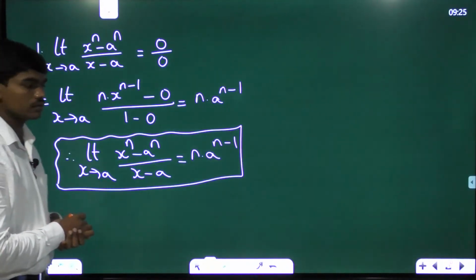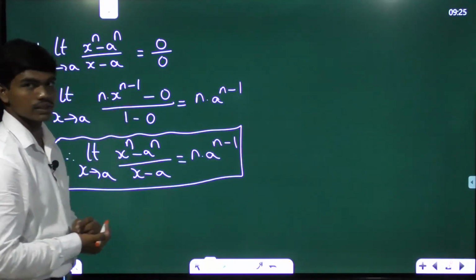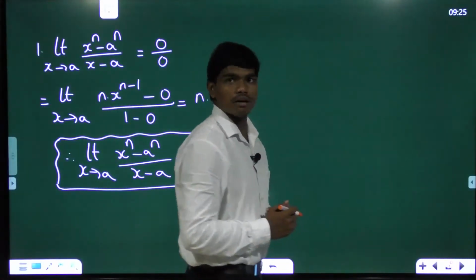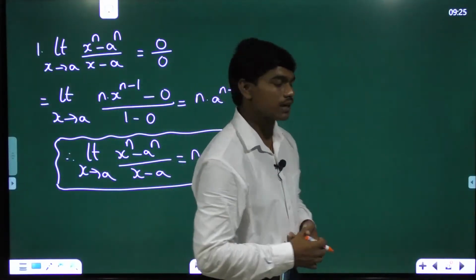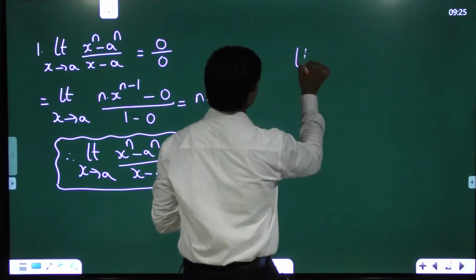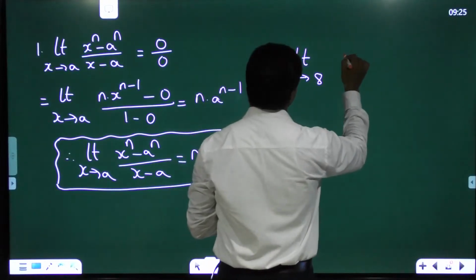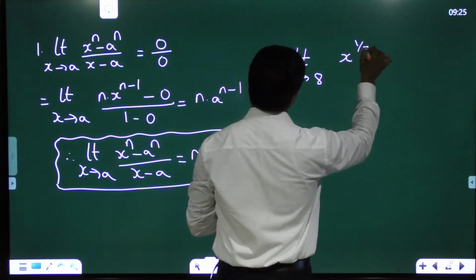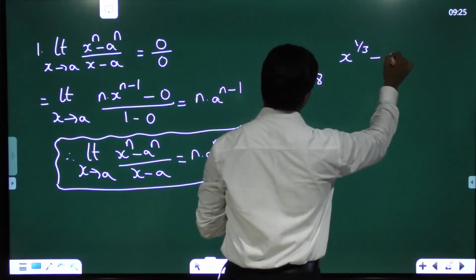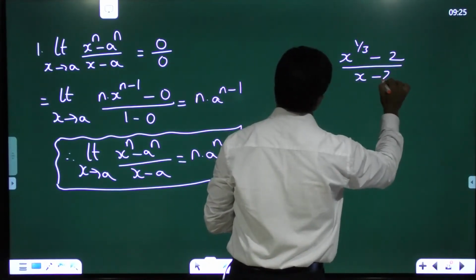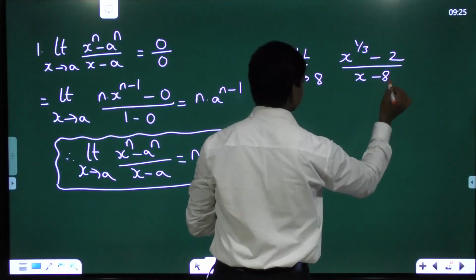Okay, which I have stated in the first result, you could see. Next, now shall I give you a question? You could give it a try further and tell me the answer. See here, limit x tends to 8, (x^(1/3) - 2) divided by (x - 2), or x - 8, you could write here.